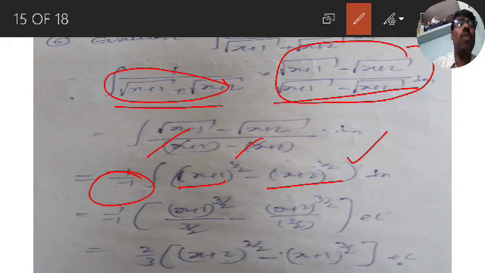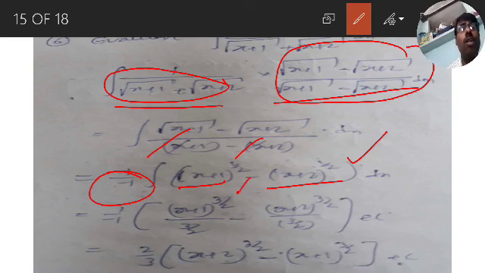Now x plus 1 whole power of 1 by 2 is x plus 1 whole power of 1 by 2 plus 1 by 2 plus 1, that is 1 by 2 plus 1 is 3 by 2. So x plus 1 whole power of 3 by 2 by 3 by 2, and the second term is also integration of x plus 2 whole power of 1 by 2 is x plus 2 whole power of 3 by 2 by 3 by 2.